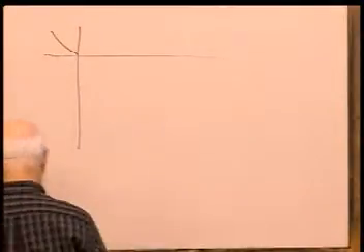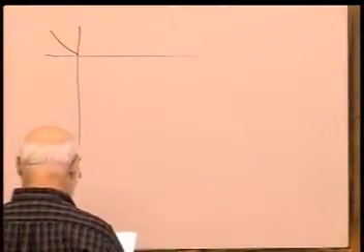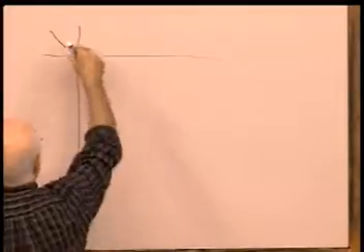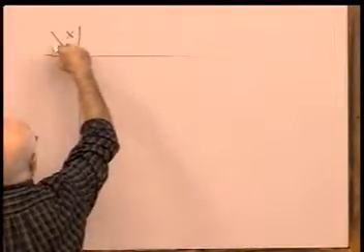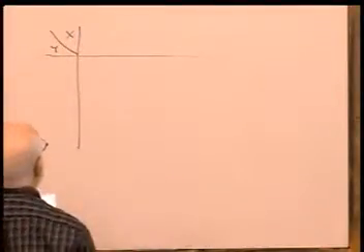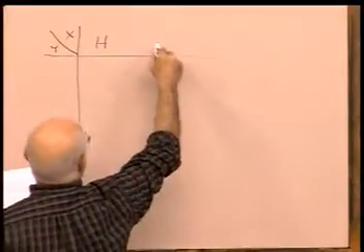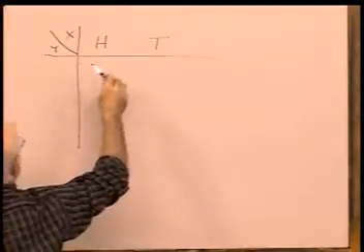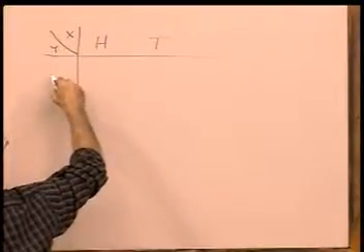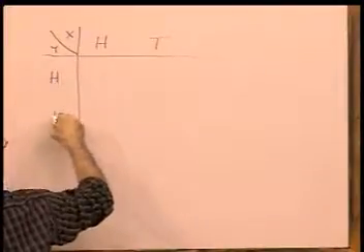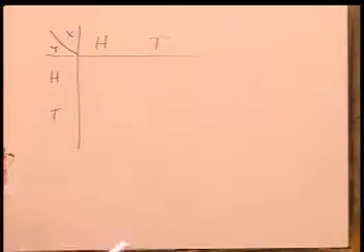So let's see. According to this, it says X is for Agnes. So I'll let X go this way. And Y is for the guess. And Agnes can guess heads or tails, and the coin can come out heads or tails. This is not a single toss.